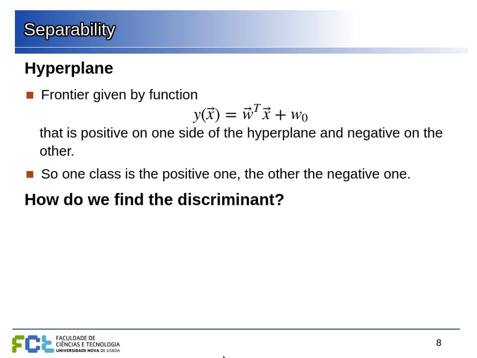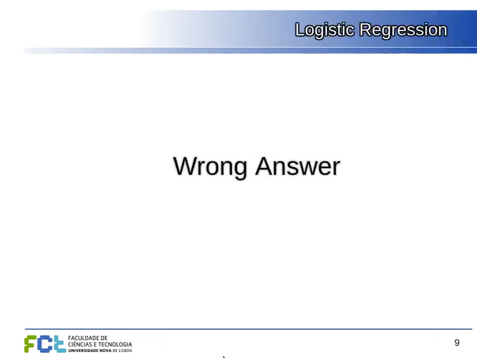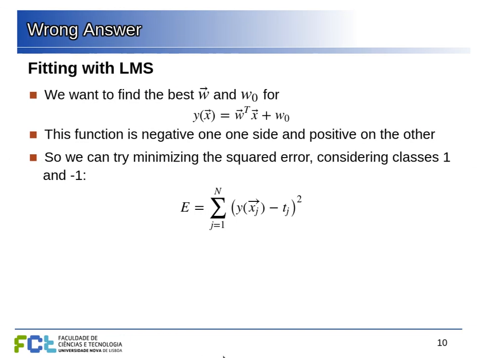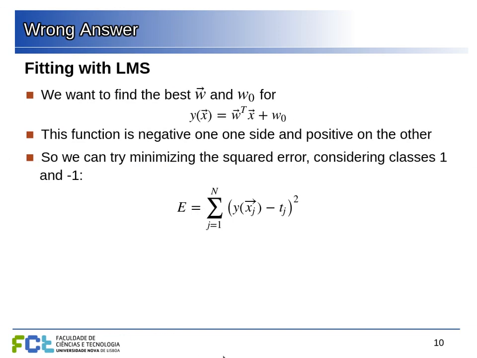And what I'm going to do now is to start giving you the wrong answer. So we want to find the discriminant, and this is how we should not find the discriminant, because it's going to give the wrong result. But why it gives us the wrong result is informative and allows us to understand a bit the difference between regression and classification.